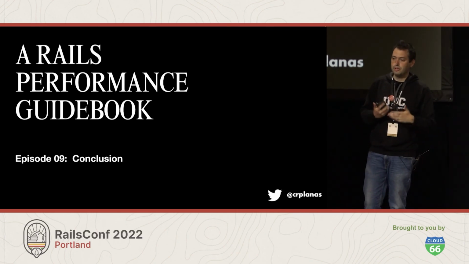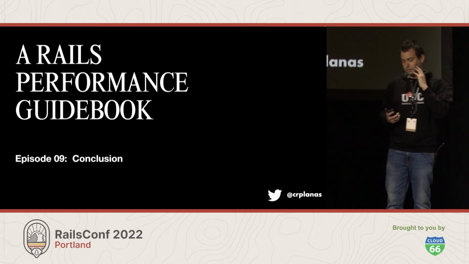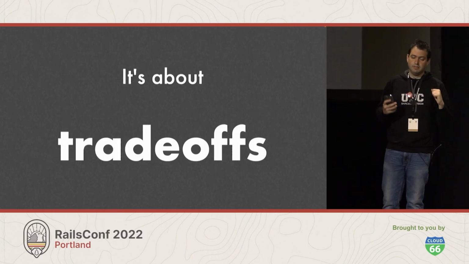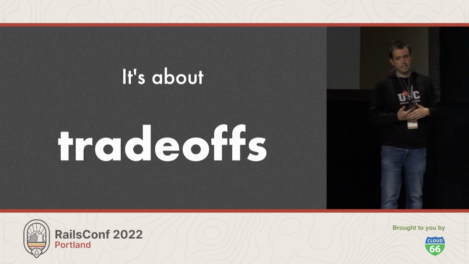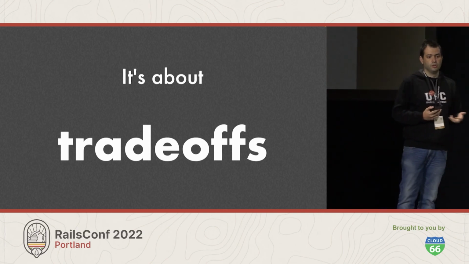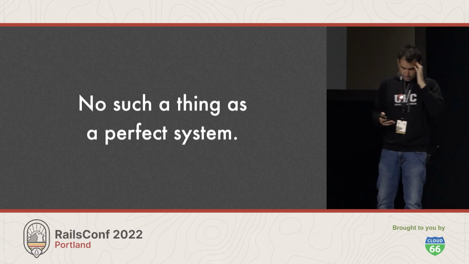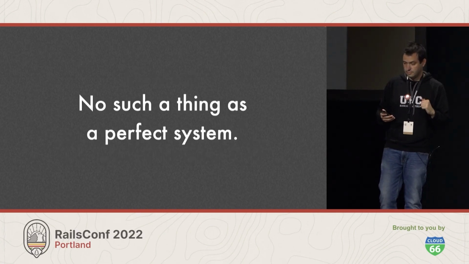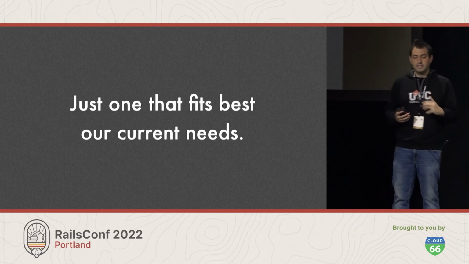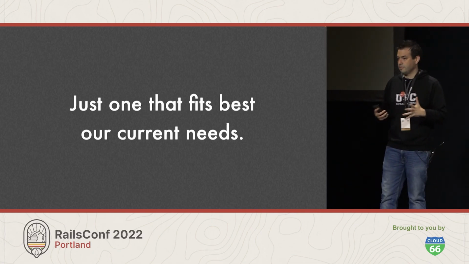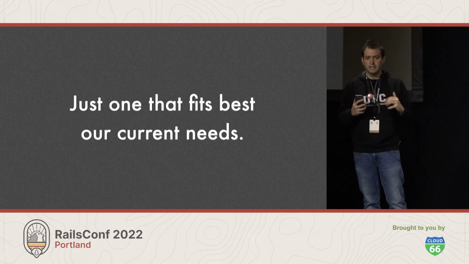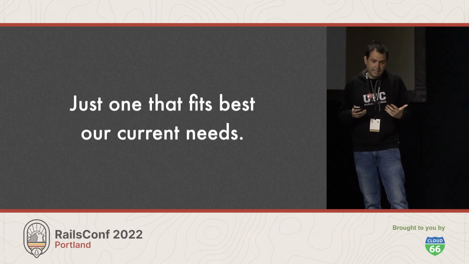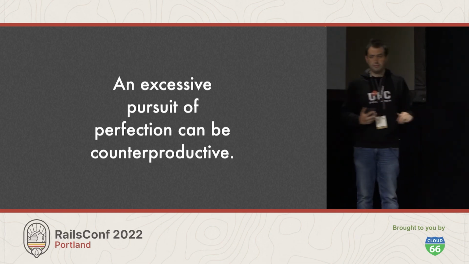Conclusion. I want to leave you with a few ideas to take home. It's about trade-offs. Beyond doing some very obvious things like adding indexes, some caching, fixing N+1s, it's going to be about trade-offs. There is no such thing as a perfect system. Just one that best fits the current needs of the business. One thing I found very often with computer scientists is what I believe is an excessive pursuit of perfection.